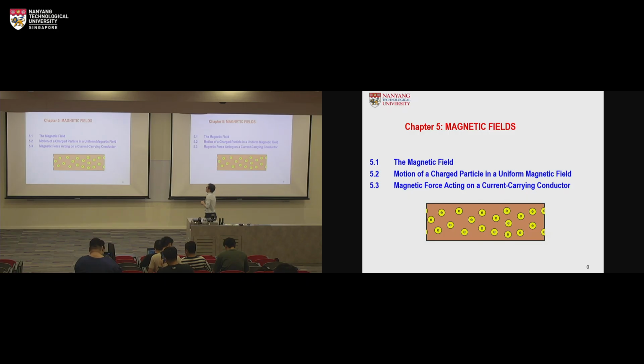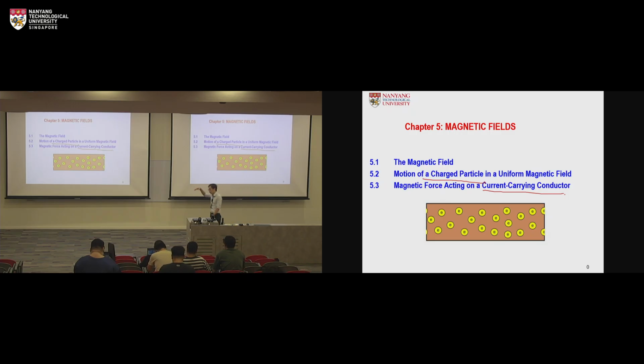The first topic is the magnetic field. Just like the electrical field, we also have this magnetic field. And we will also discuss the magnetic field and magnetic force for two scenarios. The first scenario is the so-called one moving charge, one charge. Another scenario is the so-called current carrying conductor. Basically, it's a current flowing inside the conductor.